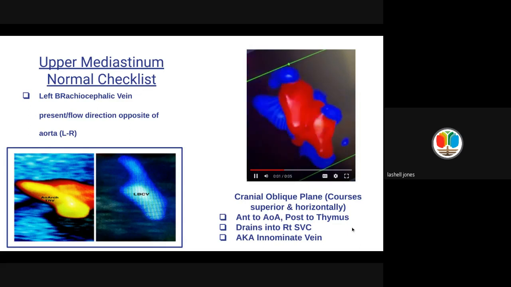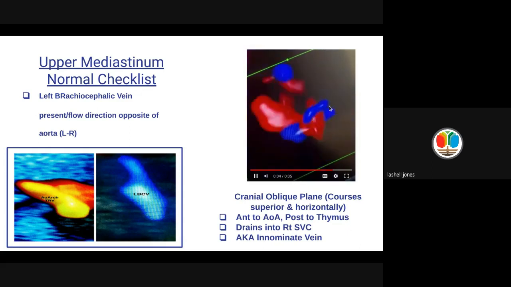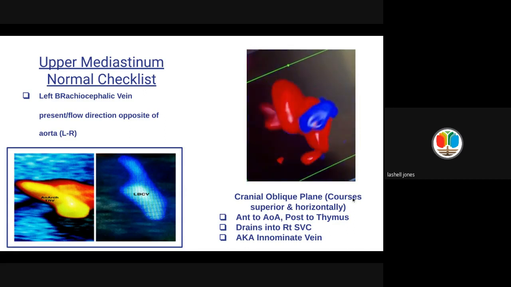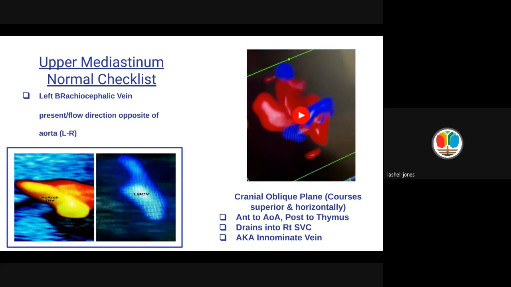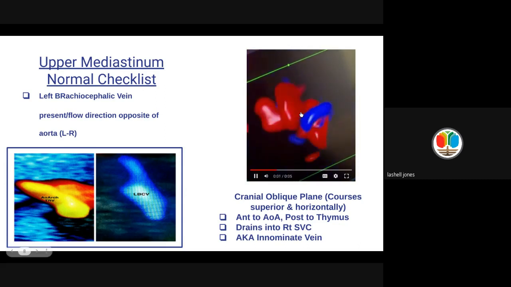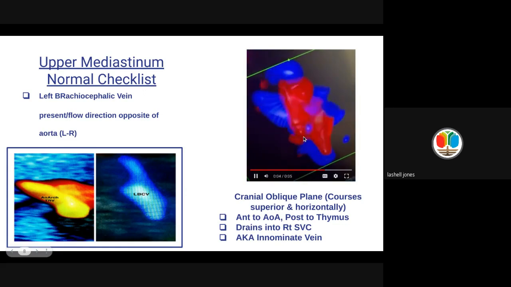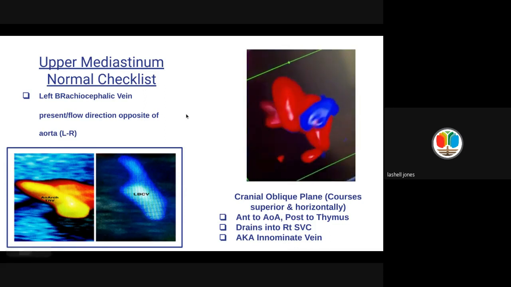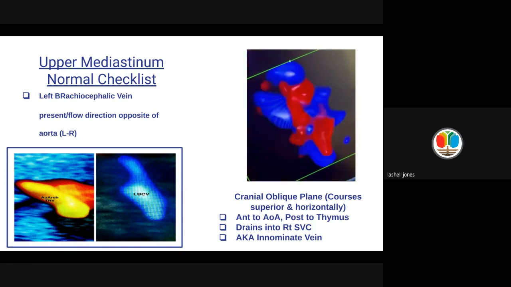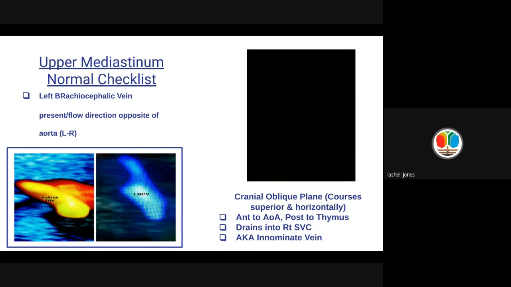So this is simply a cranial oblique plane, which you can see there, that's coursing superior and horizontal above the aorta. Okay, it's going to be right below your thymus gland. And this is draining into the right SVC, which is why the blood flow is different from your great vessels. Another name for the left brachiocephalic vein is the innominate vein. Okay, so what's important about this structure is that the flow is opposite of the aorta. It's flowing from left to right because it is draining into the right SVC.